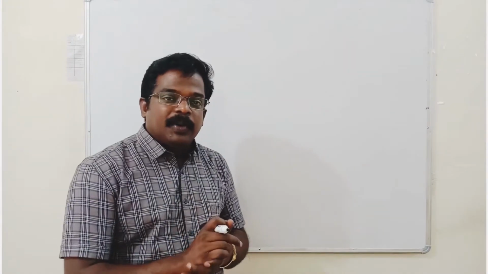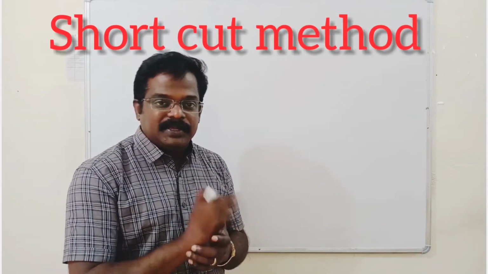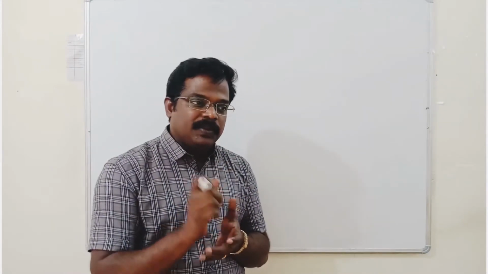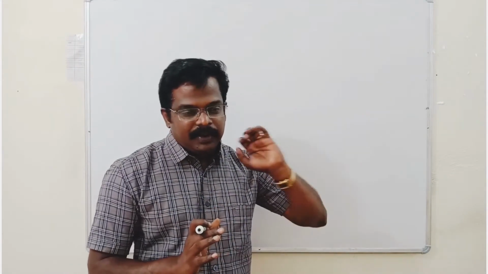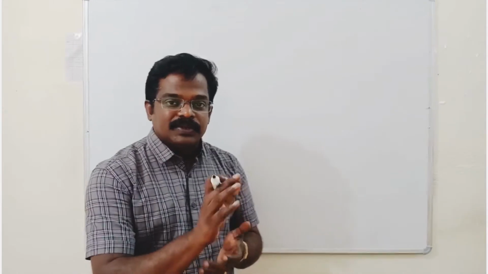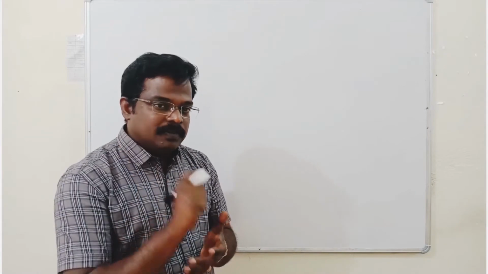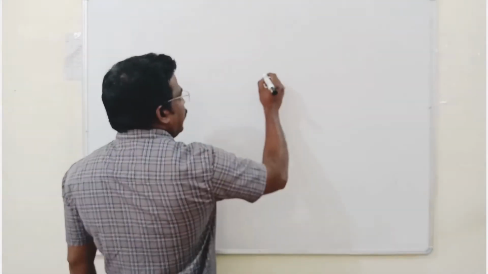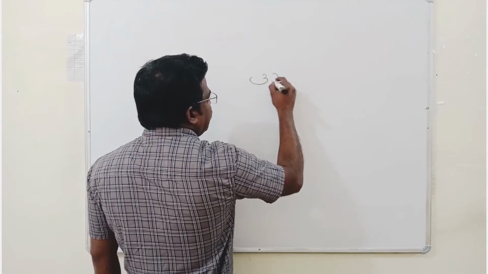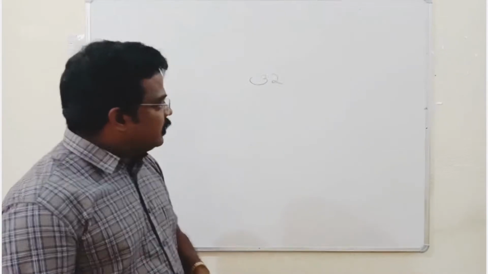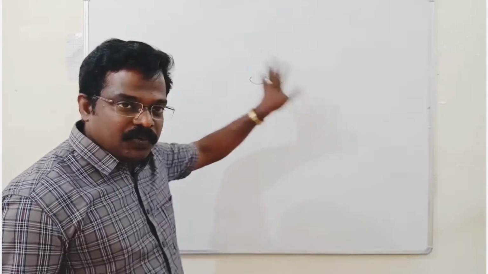Now I am going to give a shortcut method for finding squares. This is one of the best and easiest methods that you can use throughout your life in your coming future. When you are going to higher classes or wherever it is, you can use this method. This is one of the best methods that I have ever used. So here, just to see, I am giving one number, 32, the same number which we used before.